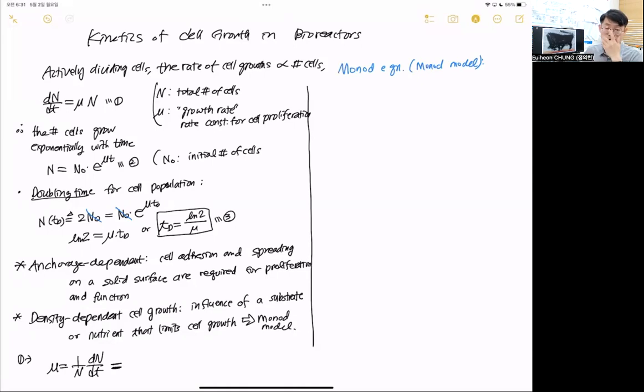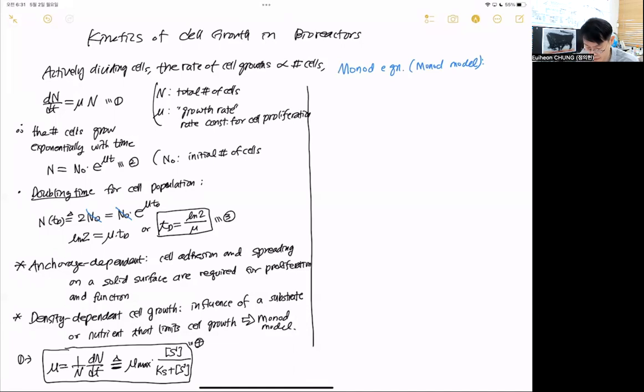And here we consider a little bit more by defining the mu max, the maximum growth rate, and then also consider the concentration of the substrate. Let's put it as a bracket S. And also I introduce a parameter K sub S. So this is the Monod model, and let's put it as equation number 4.